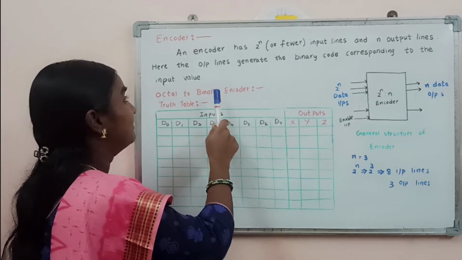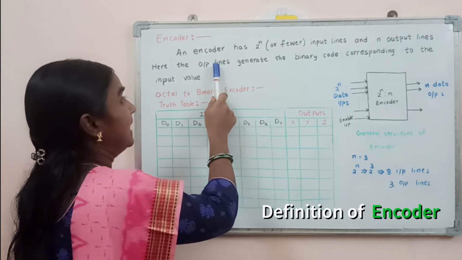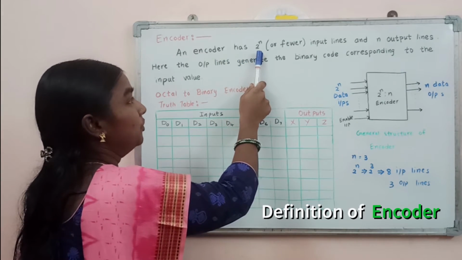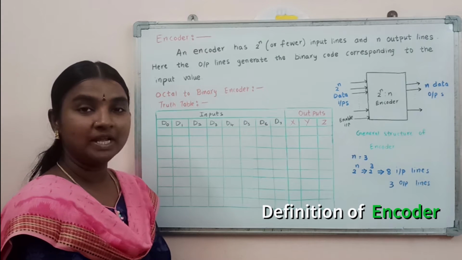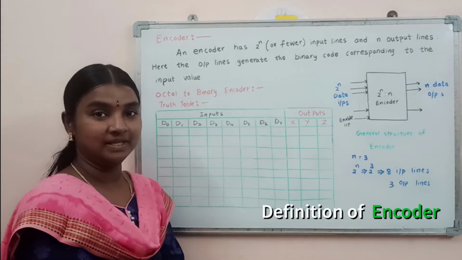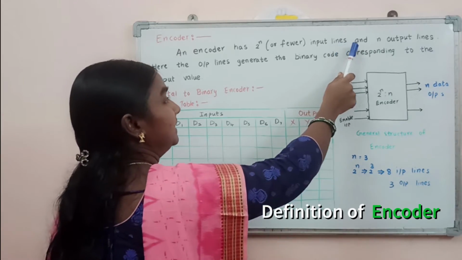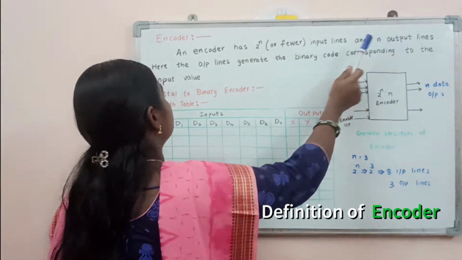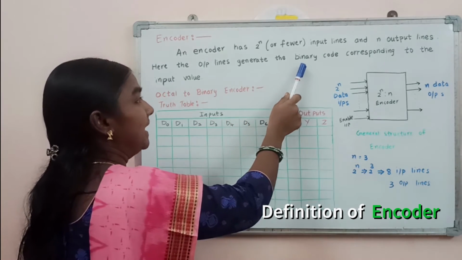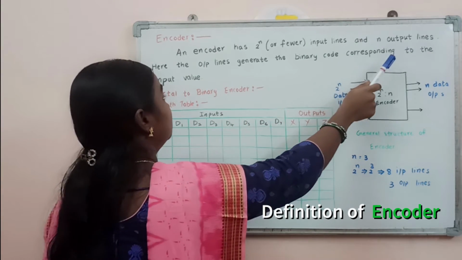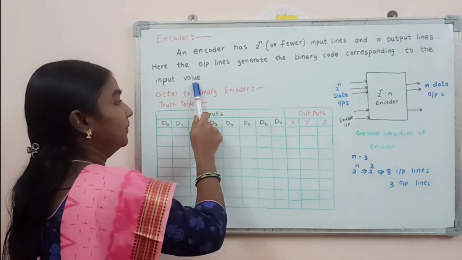Now, this is the definition of an encoder. An encoder has 2 power n or fewer than 2 power n input lines, and n output lines. Here, the output lines generate the binary code corresponding to the input value.